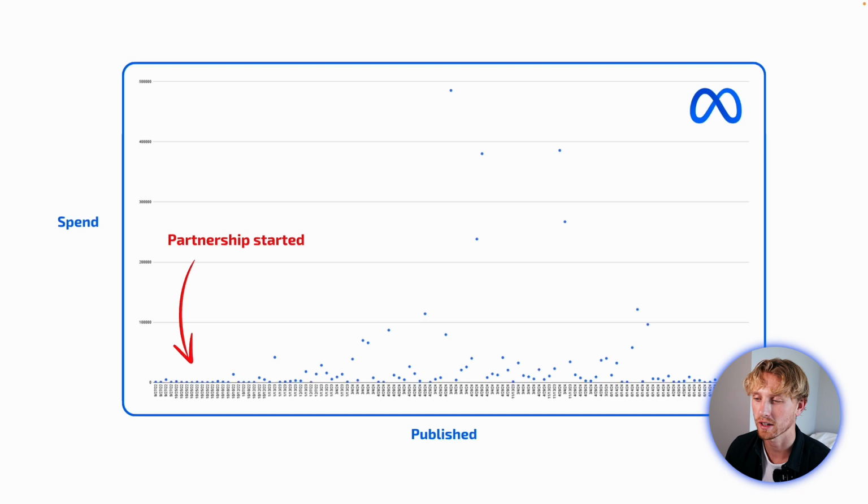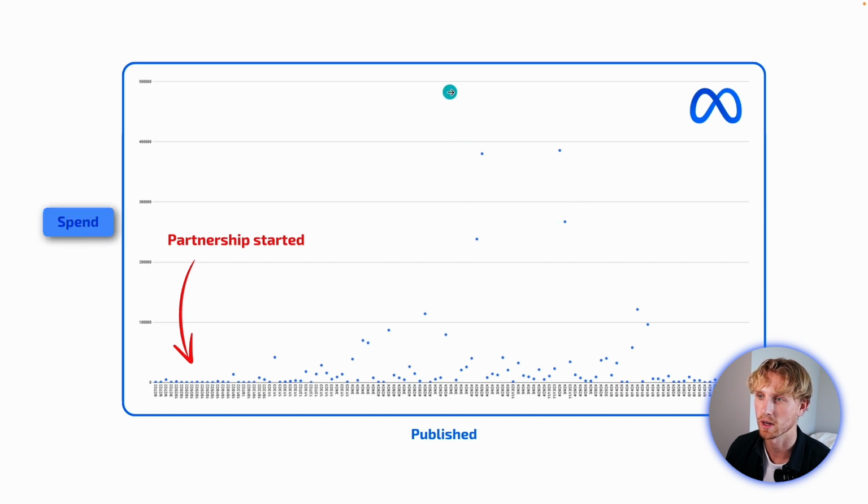What you're looking at right now is a scatter plot of one of our very successful clients that we've been able to scale by massive percent, as I showed you in the beginning of the video. Now, what you're seeing here is the distribution of spend per ad over time. All the blue dots here are different ads that we've launched, and they're spread around on this chart based on how much spend they got.